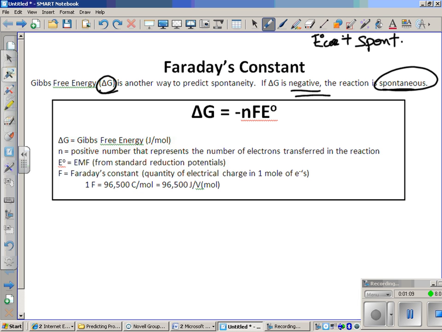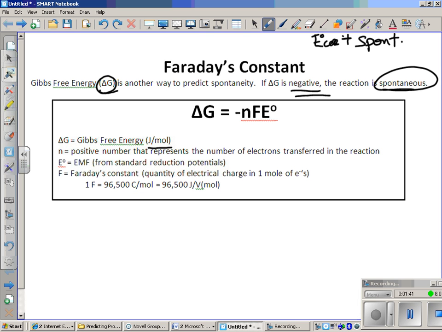So for the delta G, we want our unit to be in joules per mole. Just double check that it's in joules per mole, not kilojoules per mole. N is going to represent how many electrons are being transferred. When we wrote our half reactions, we'd have electrons on both sides and they would ultimately cancel, and we had to make sure that the number of electrons was the same on both sides. Well, this represents that number. So if you had 6 electrons on one side and 6 electrons on the other to cancel them both out, then 6 would be your value of N. We'll practice that in just a second.